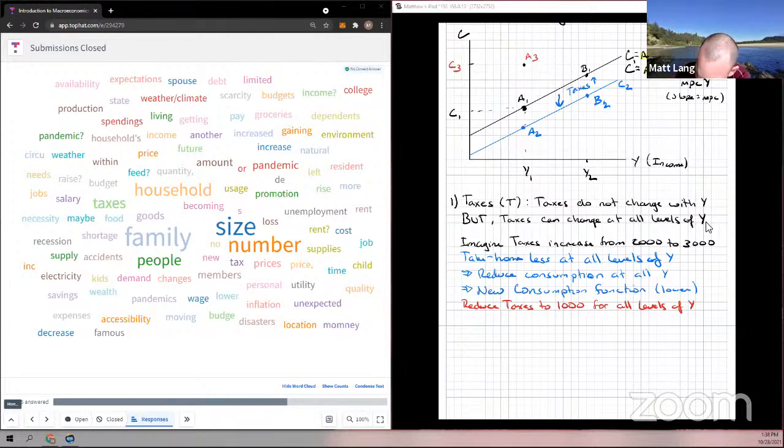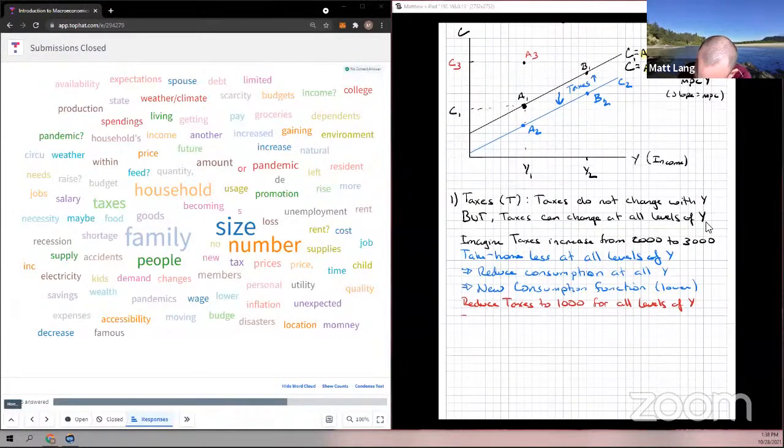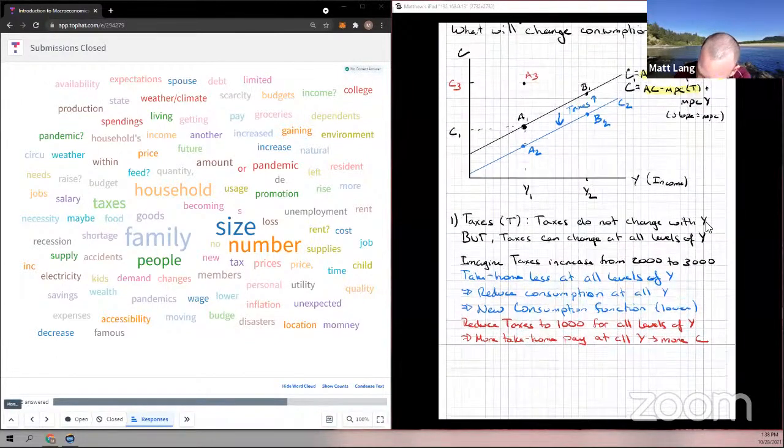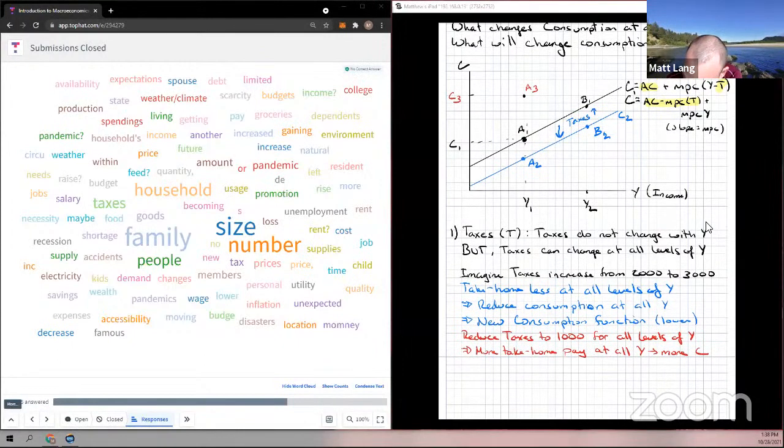Now, when we reduce taxes to 1,000 for all levels of Y, we've got more take-home pay at all Y. That will lead to more consumption at all levels of Y. So we'll go from A1 to A3 and B1 to B3. Let's see if I can draw this nicely enough. I think that's going to work. Let's make those dots big. That'll work. All right, B3 right there.